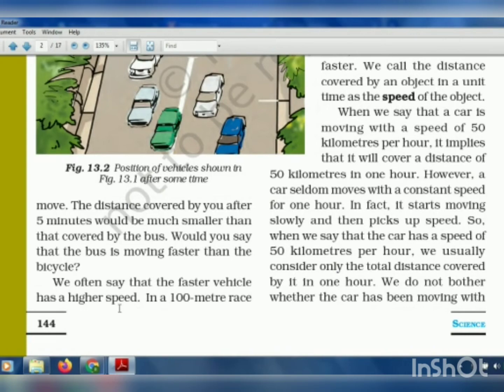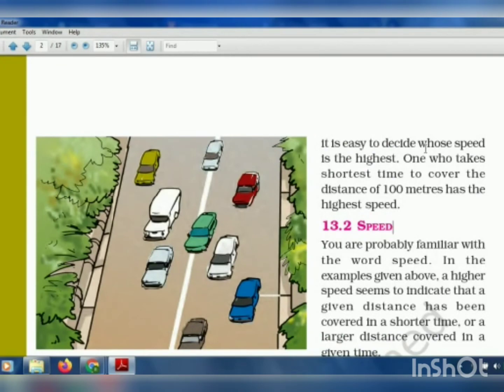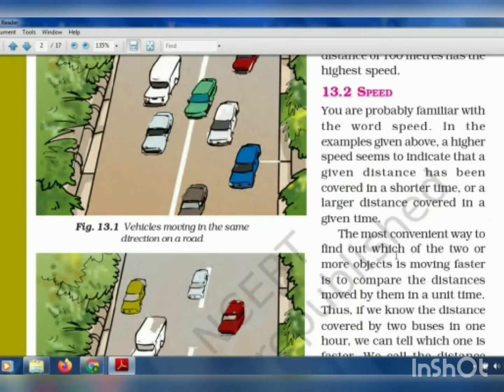has higher speed. So in a 100-meter race, it is easy to decide whose speed is highest. How? The one who takes the shortest time to cover that, or the person who reaches the finish line first, is considered to have the highest speed. Okay, so now our next topic is about speed. How can you calculate speed?